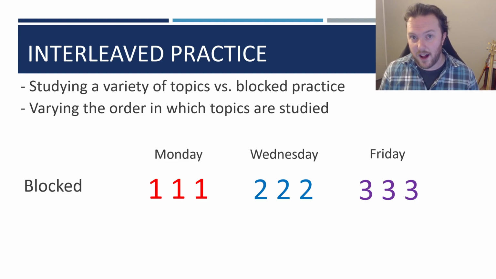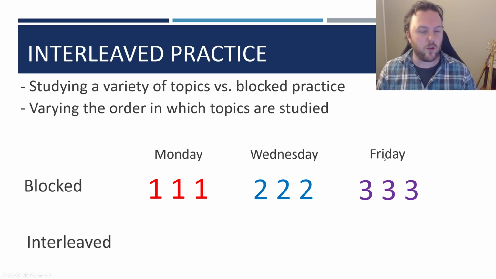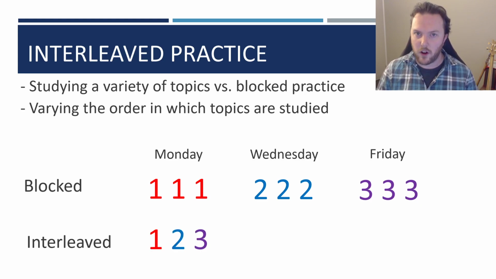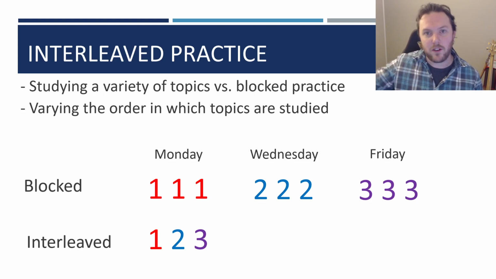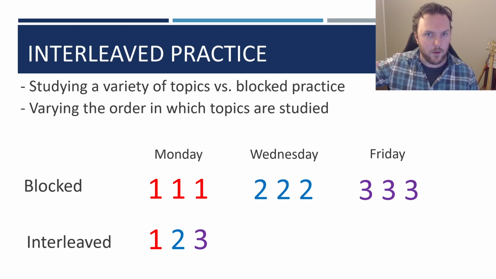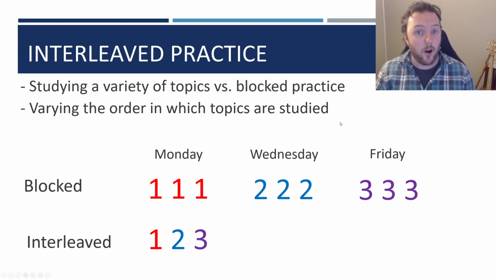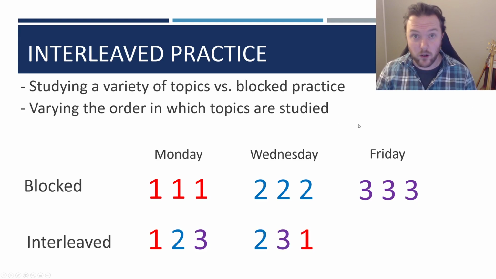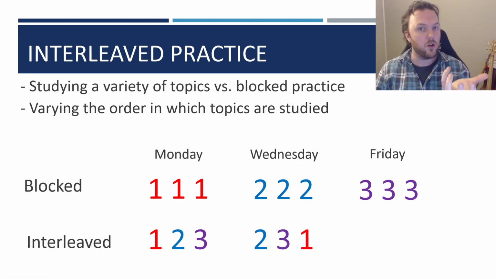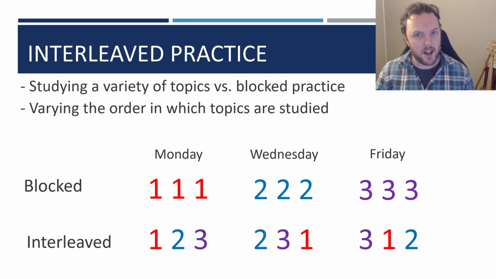So let's contrast that to interleaved practice. If we decided to do the same 3 study sessions, still an hour each, this is what interleaving would look like. Instead of doing topic 1 on Monday, I'm going to do all 3 topics. But instead of doing an hour, I'll probably do 20 minutes of topic 1, 20 of topic 2, and 20 of topic 3. On the Wednesday, I'll do the same amount and also all 3 topics. I'll just switch the order in which I do them. And the same for Friday. So same amount, just switching the order.